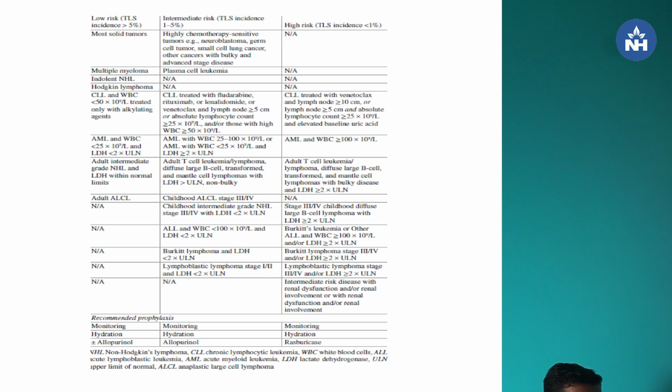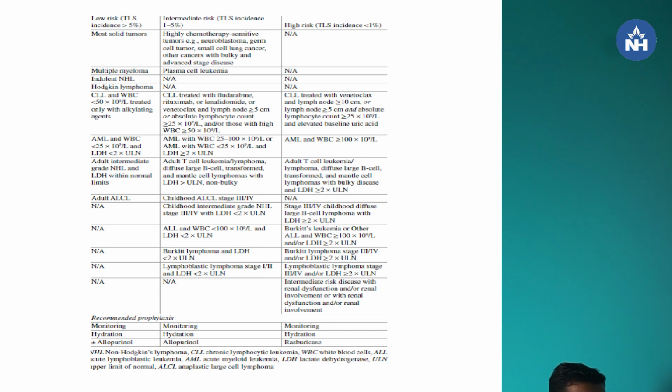CLL and WBC less than 15 into 10 to the power 9 per liter treated only with alkylating agents have low risk of TLS. CLL which is treated with fludarabine, rituximab or lenalidomide, or venetoclax and lymph node greater than equal to 5 cm, or absolute lymphocyte count more than 25 into 10 to the power 9, and or those with WBC more than equal to 50 into 10 to the power 9 have intermediate risk of TLS.